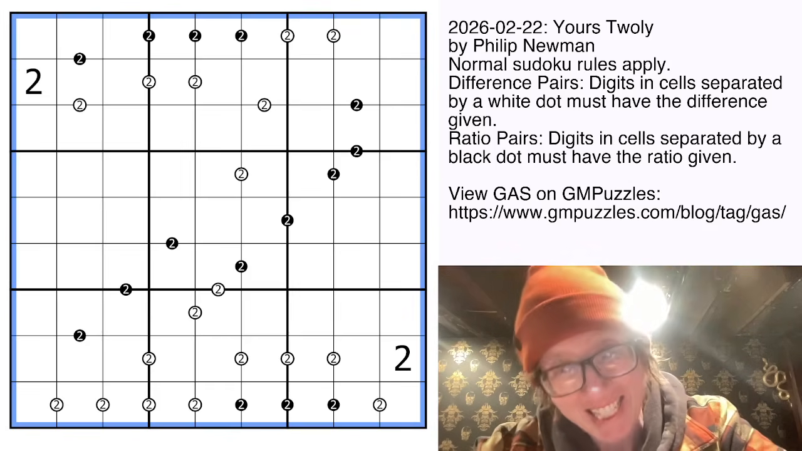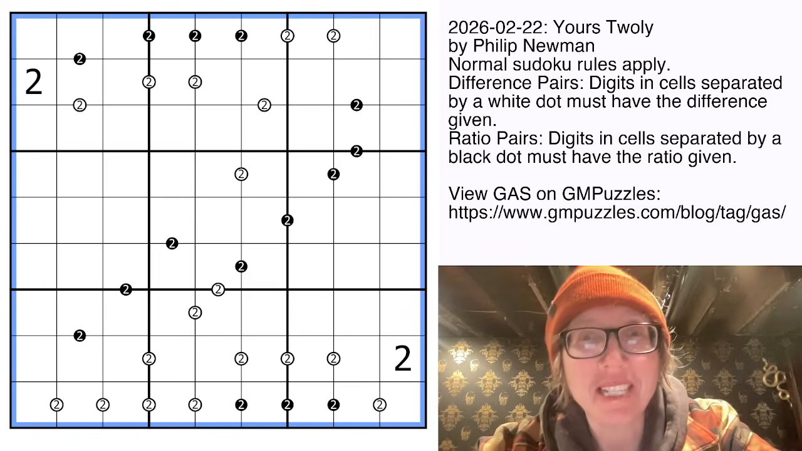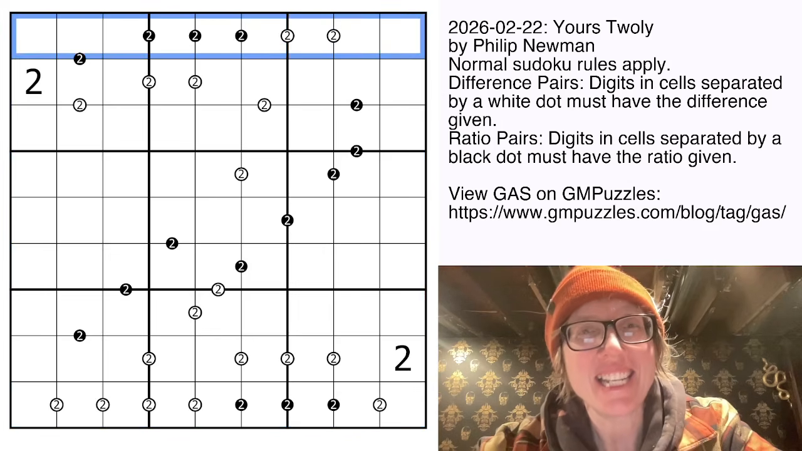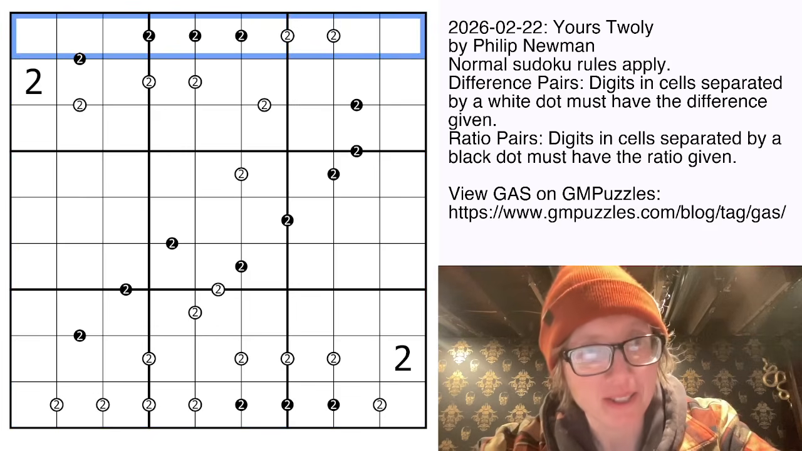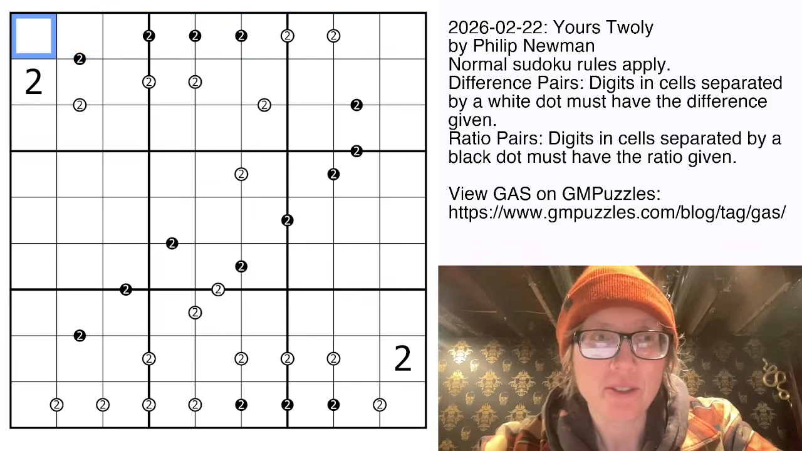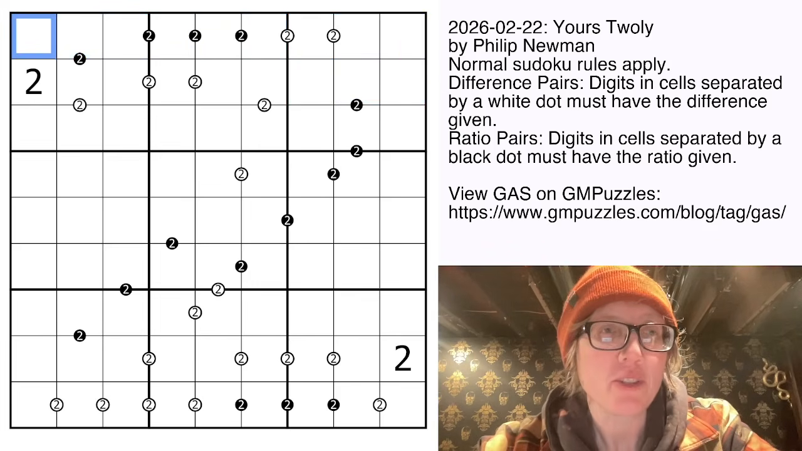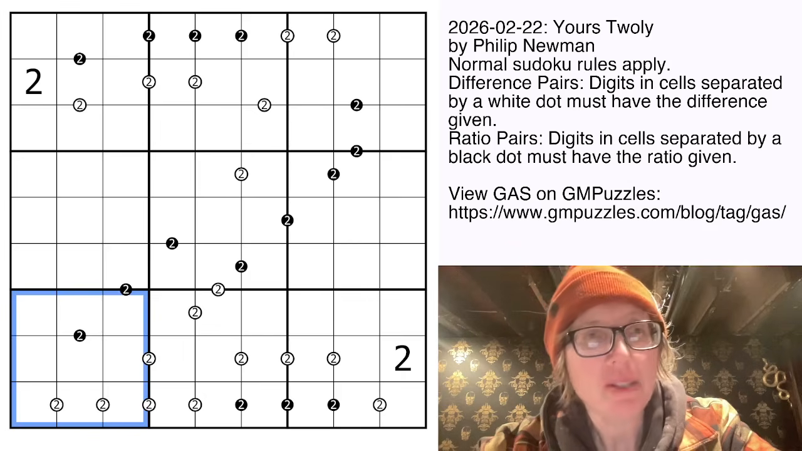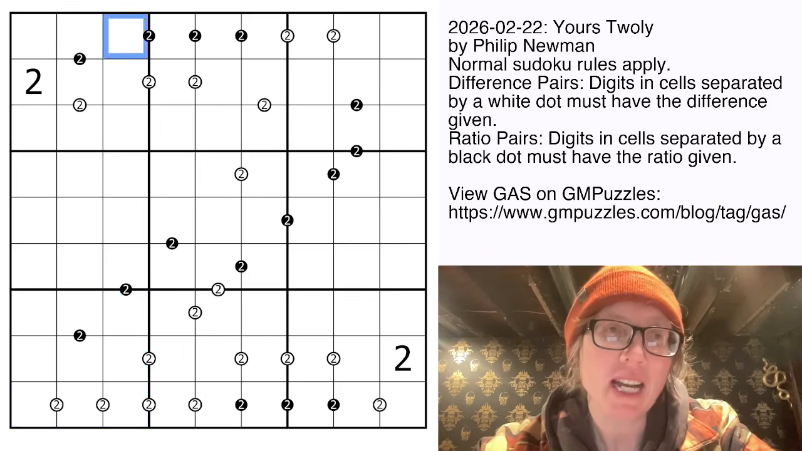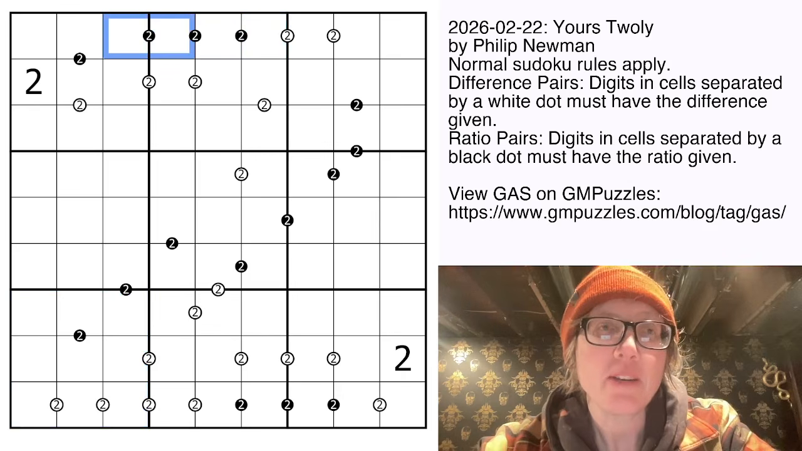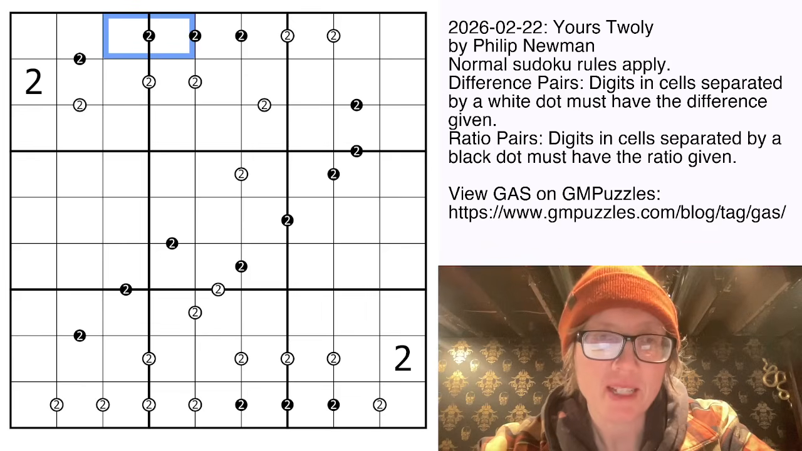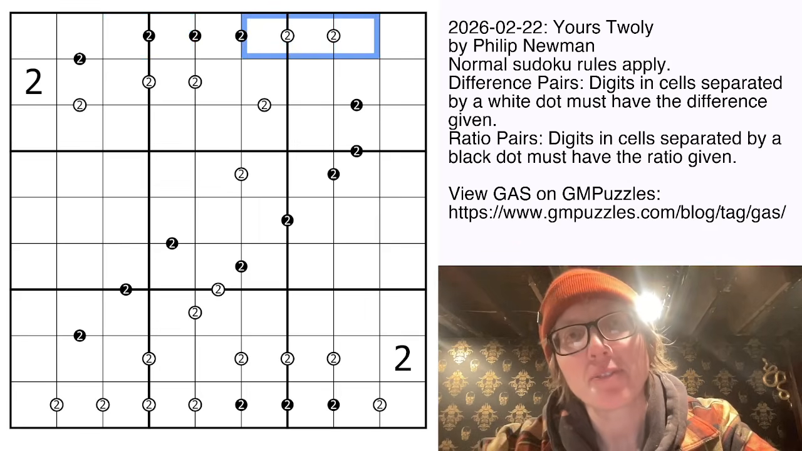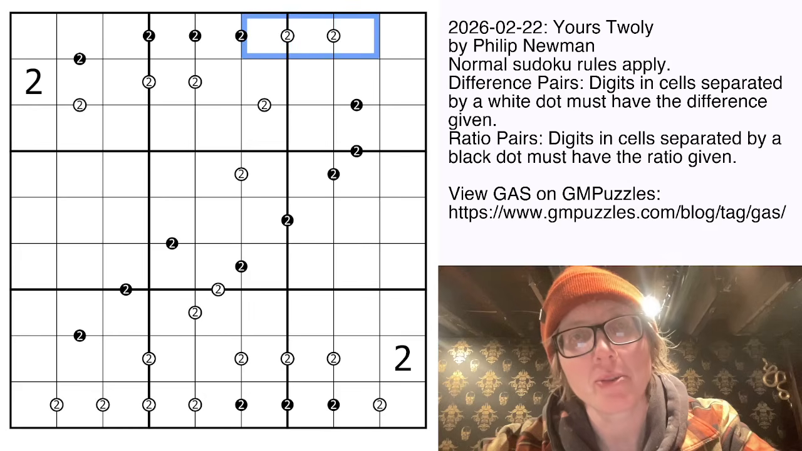I apologize. Anyways, today we're solving Yours Truly by Philip Newman. This is a celebration for February 22nd, and it is a difference and ratio pairs Sudoku. That means we have normal Sudoku rules, so we're placing the digits 1 through 9, once each in each row, each column, and each outlined 3x3 region. And in addition to that, we have some black dots and some white dots in the grid. Wherever you see a black dot, the digits surrounding it are in a 1-to-2 ratio. In other words, one of them is twice as big as the other. And wherever you see a white dot with a little 2 in it, the digits around them have a difference of 2. So one of them is 2 greater or 2 lower than the other.